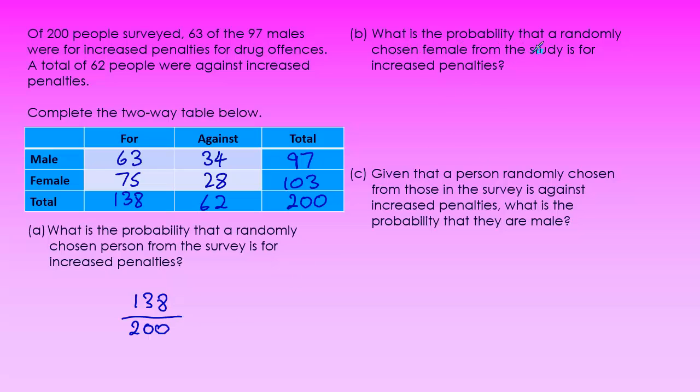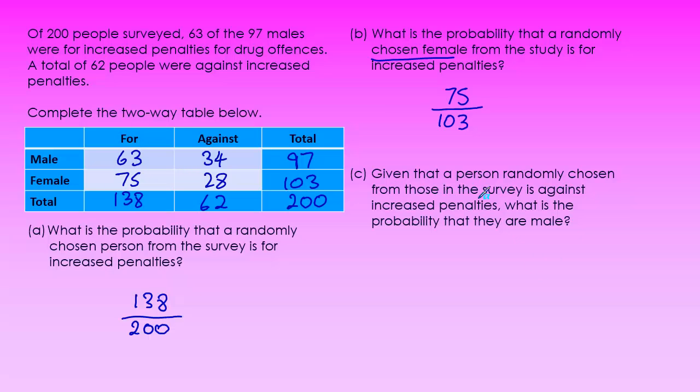What is the probability that a randomly chosen female from the study is for increased penalties? Well, now we have the restriction that we know we're choosing a female. So therefore, it's going to be out of 103. How many of those were for increased penalties? Well, 75. So we can see the 75 females for.